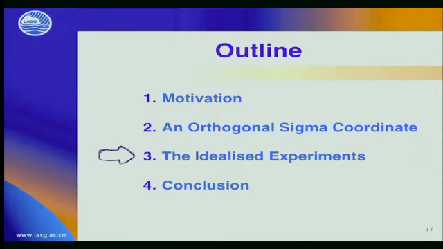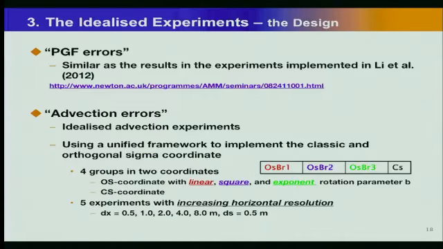Then, how will our new coordinate do a better job than the classic one? To test this, we have done some idealized experiments. For the PGF errors, since in this coordinate we have a one-term computational form, the results should be similar to the experiments we have done in this paper. So details you can find in this paper and this address. We just omit this part.